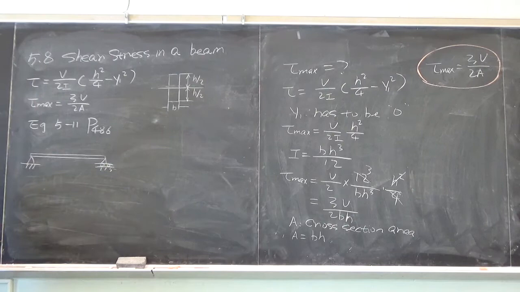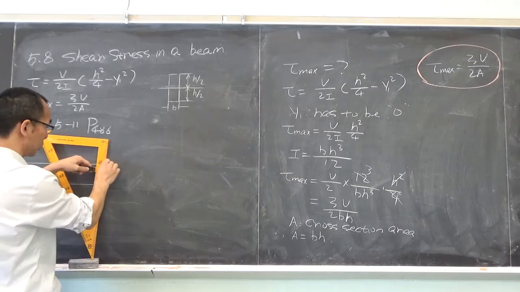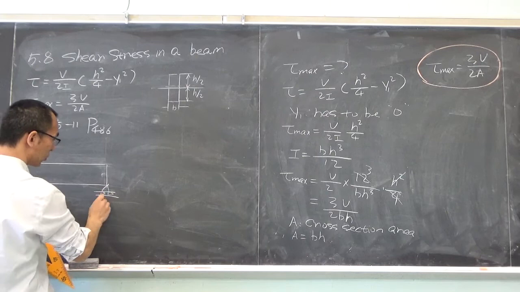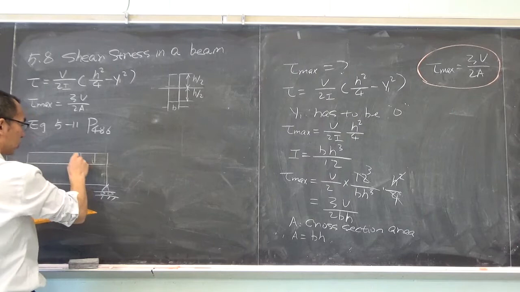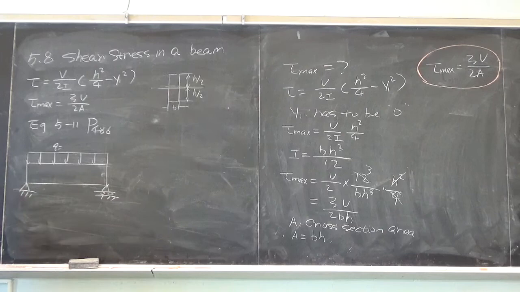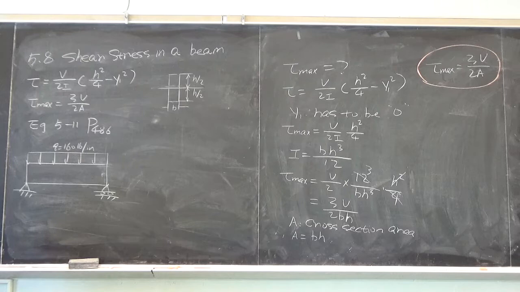We can draw it larger because we need to differentiate the location. We have this simple beam, and this simple beam has a uniformly distributed load. So q is equal to 160 pounds per inch. And the height is 4 inch, right?